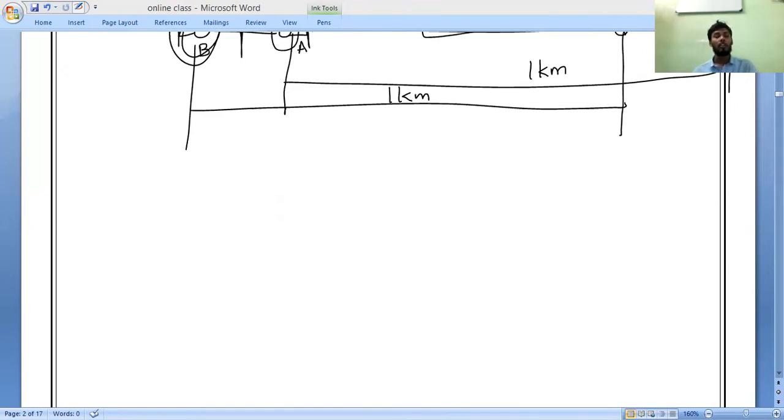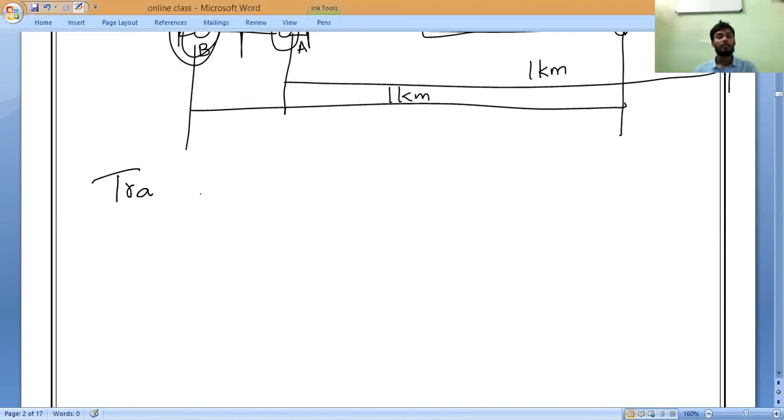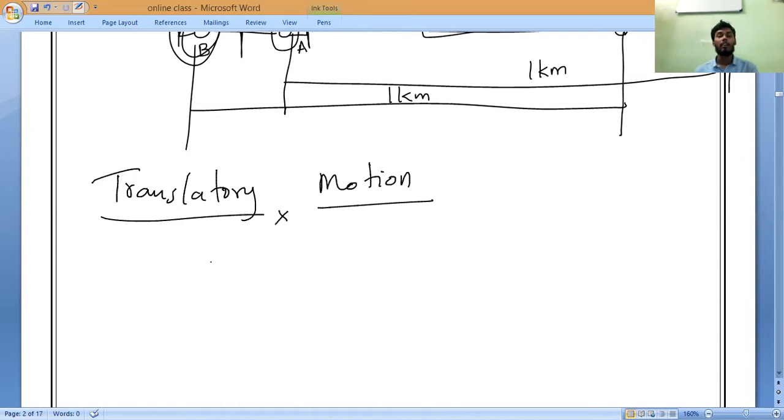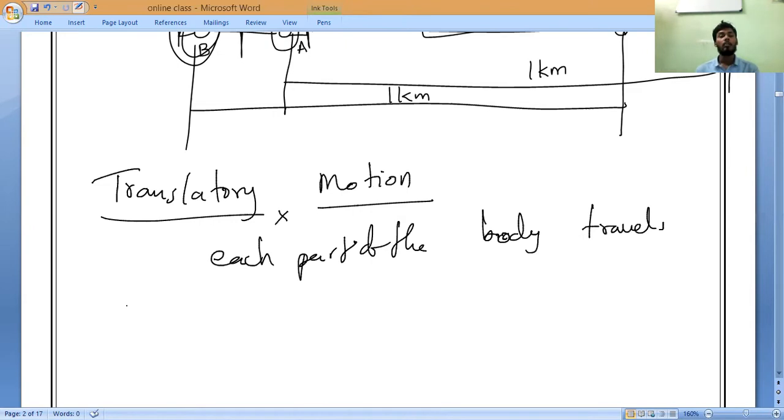So please, all of you write. What is the first type of motion? Translatory motion. T-R-A-N-S-L-A-T-O-R-Y. Translatory motion. So what do you mean by translatory motion? Each part of the body travels equal distance in equal interval of time.